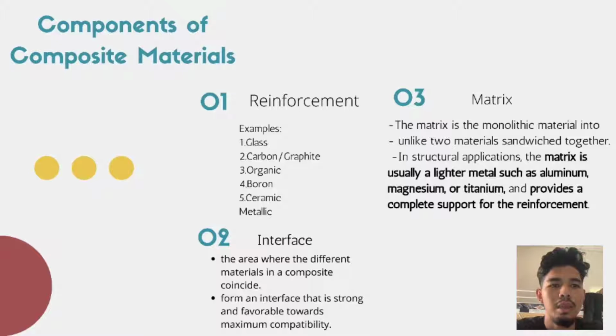Okay, the fourth component is matrix. Matrix is the monolithic material into which the reinforcement is embedded and is completely continuous. This means that there is a path through the matrix to any point in the material, unlike two materials sandwiched together. In structural application, the matrix is usually a lighter metal such as aluminium, magnesium or titanium, and provides a complete support for the reinforcement. In high temperature application, cobalt and cobalt nickel alloy matrices are common.